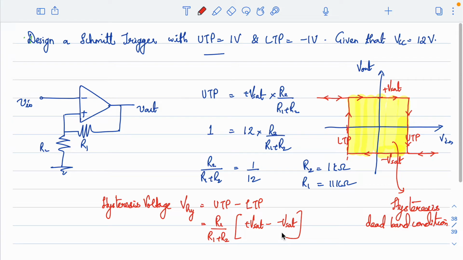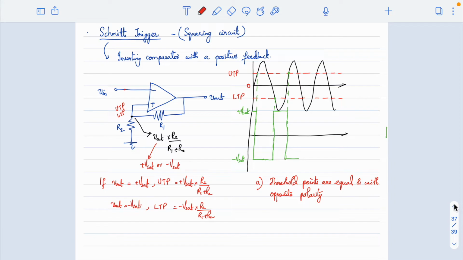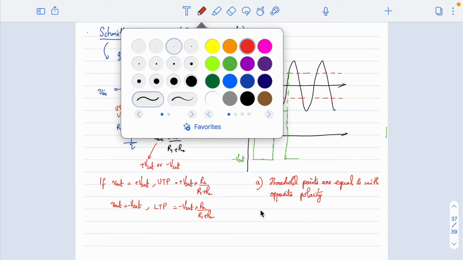Alright, so this is in general how a Schmitt trigger works, and for the said reason, since the threshold points are much higher, the circuit will not respond to noise voltage signals also, right? Now this is the first case, where I told that the threshold points are equal and with opposite polarity. There will be different requirements whenever we go for comparators.